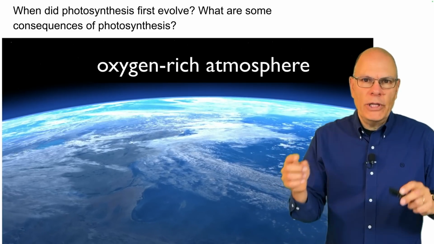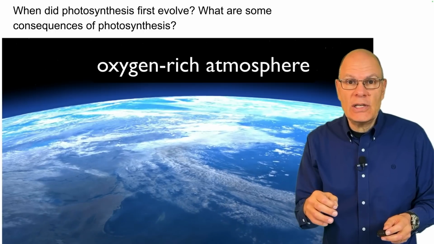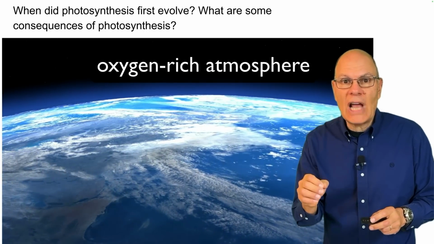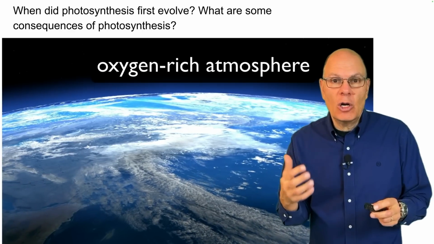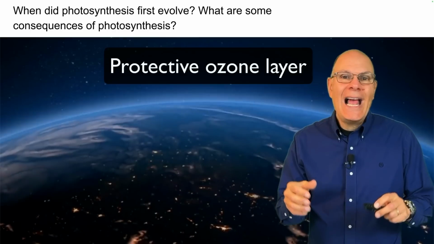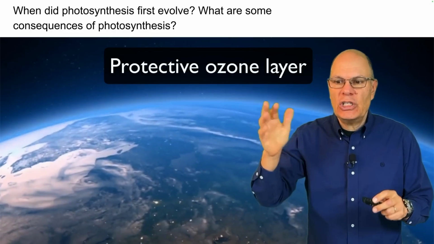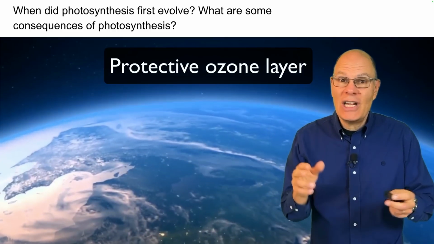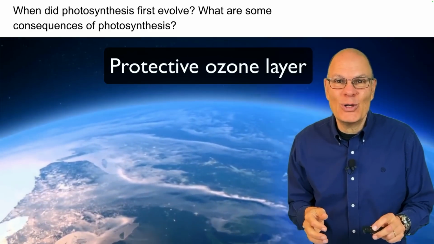First of all, when the Earth first formed, there was no oxygen in the atmosphere. It's photosynthesis, which splits apart water to release oxygen, that created the oxygen-rich atmosphere, and that made our aerobic metabolism possible. And it also created an ozone layer. That's a protective layer in the atmosphere that shields us from ultraviolet radiation, and that made life on land possible. So we owe everything to photosynthesis.